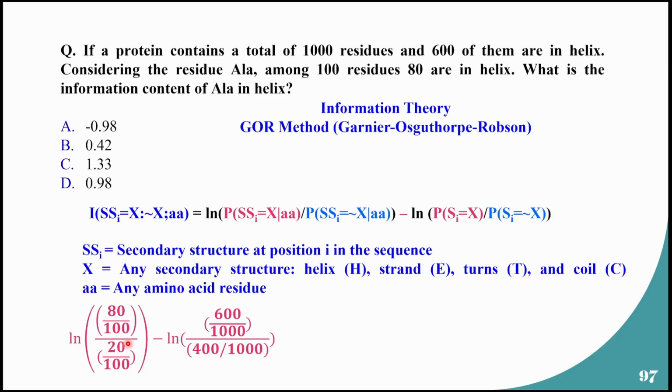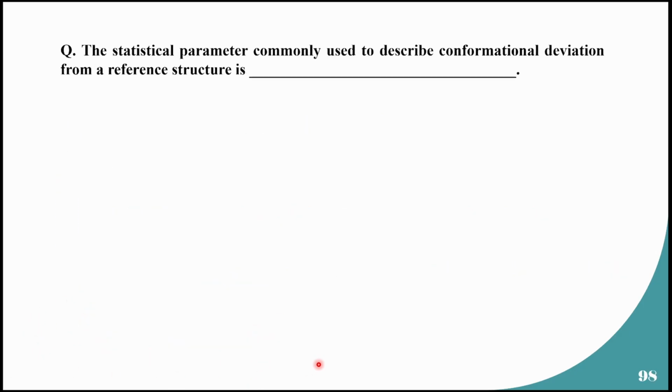So now you have one set of values here for the ln calculation. For the other ones, you do the same thing, but for the count of all total residues. So how many of the total residues are present in helix? 600 divided by 1000, you calculate this fraction, and then how many of the total residues are not present in helix? That is 400. So you do 400 divided by 1000. You calculate this fraction, just do a subtraction, and then you can get the answer for GOR theory. Okay, so remember the formula for GOR as well. Information content basically.